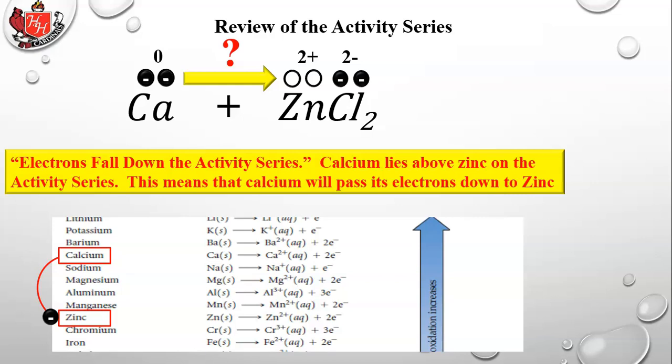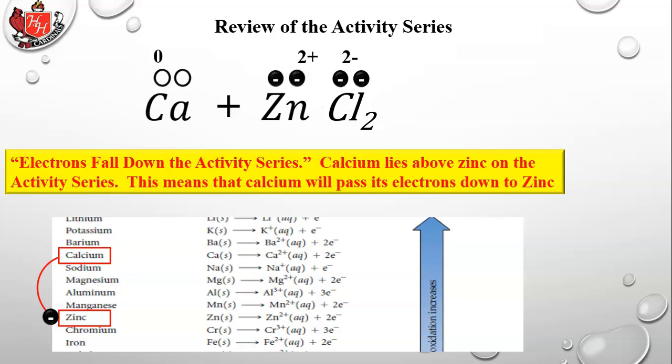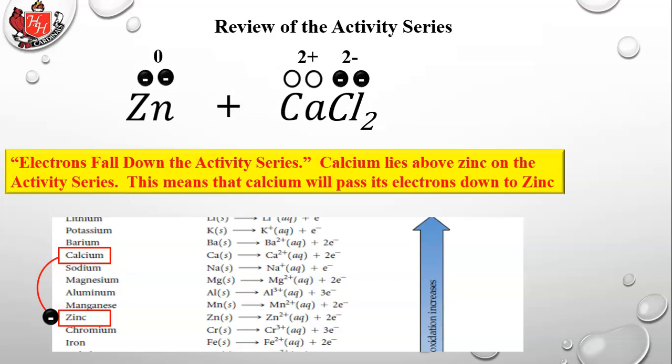Now let's see it up above. These electrons pass over from calcium to zinc. Now zinc is electrically neutral. It now has all of its electrons back, whereas calcium is deficient by 2 electrons, so it now has a 2+ charge. So what's going to happen? They're going to switch places. So that's a single replacement reaction.